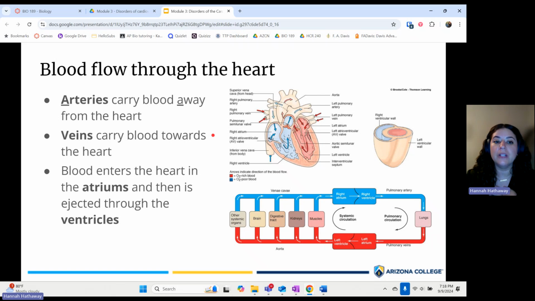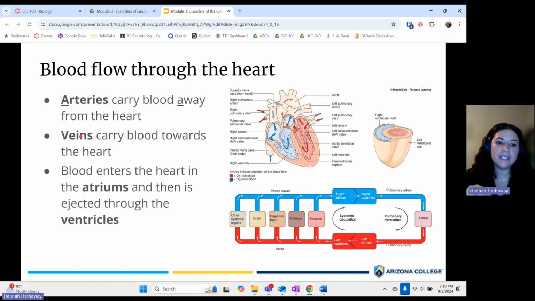You need to know that always, arteries carry blood away from the heart. The way I always remember that is arteries and away both begin with the letter A. And then veins carry blood towards the heart. I think sometimes there is a misconception that arteries carry oxygenated blood. That is almost always true, with the exception of the pulmonary artery. So it's better to remember arteries carry blood away from the heart.